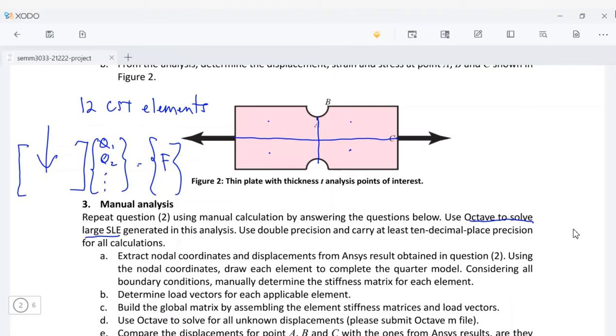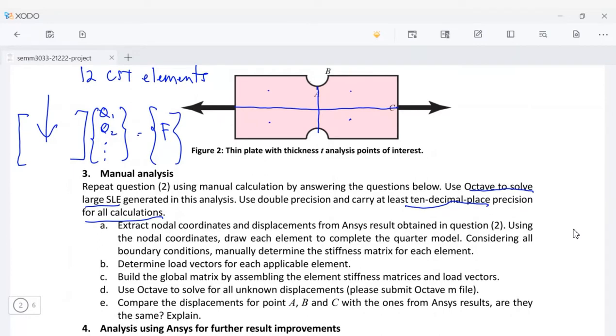Use double precision and carry at least 10 decimal place precision for all calculations, because what happens is that if you are using fewer significant figures, your answer will not be the same as the one in your ANSYS result.